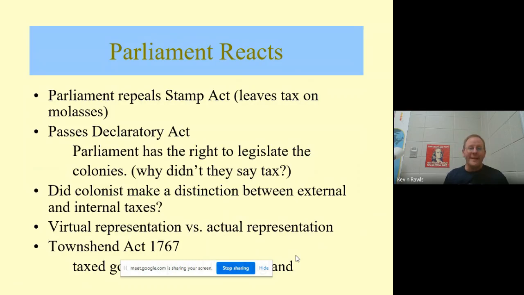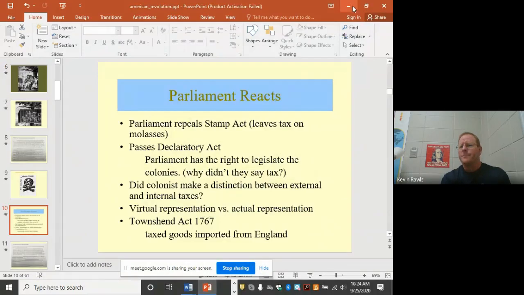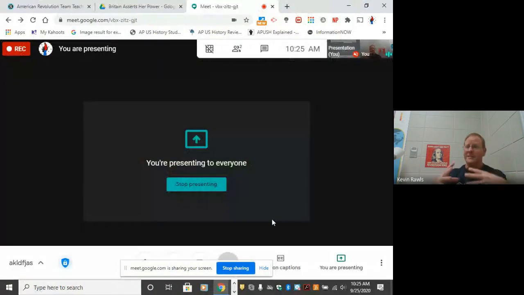Okay, so with that said, that ends today's stuff, and this is going to be out there for you guys to look at. We're going to round this up and look at the Townshend Act and how things are going to escalate later on down the line.